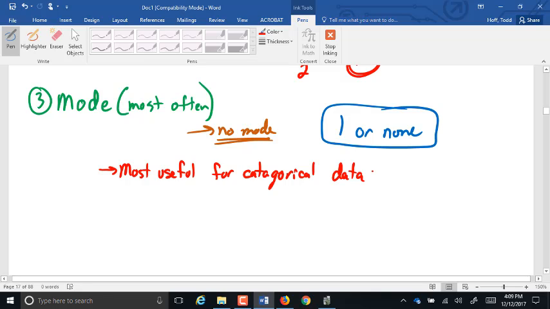Categorical data, you can't calculate a mean or a median because there's no numerical values to put in order or to add together. It's like the favorite color. You would have the mode would be the color that was chosen the most often. So categorical data really is the best use for mode.